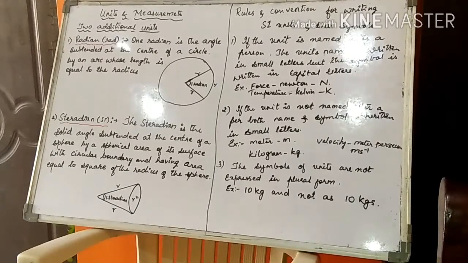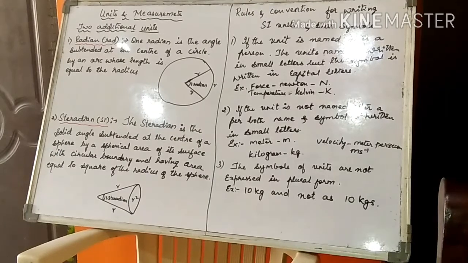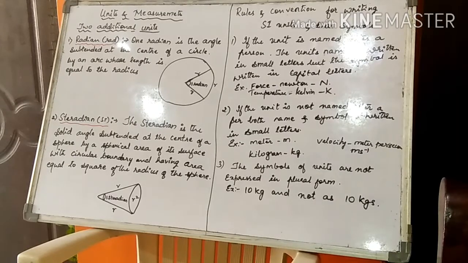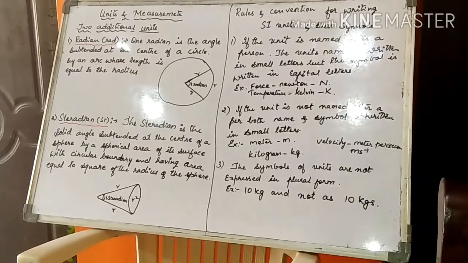Today again we have come to the same chapter, that is units and measurement. In the previous class we discussed the fundamental units and their definitions, and also the definitions of the other additional units. There are seven fundamental units.